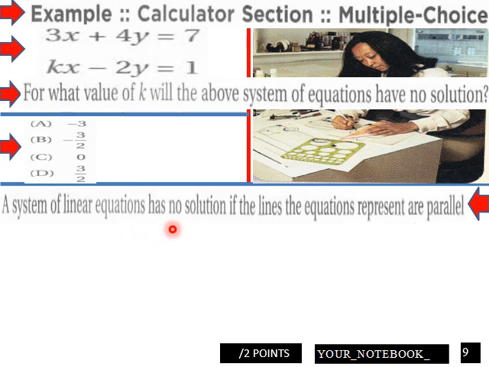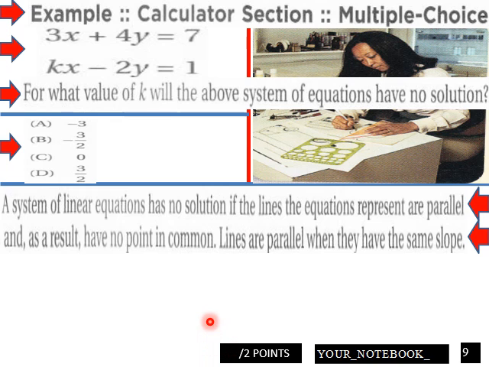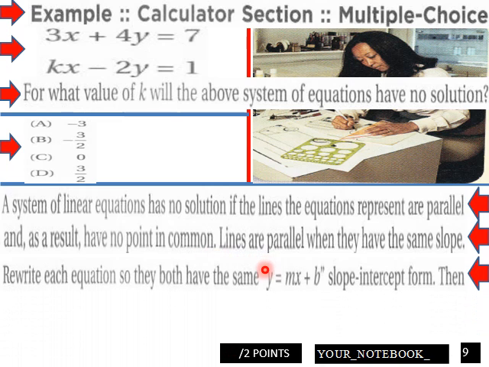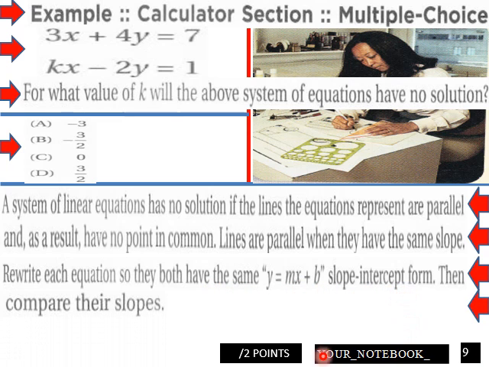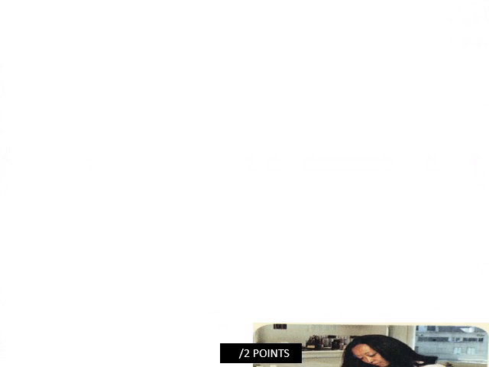For a system of linear equations to have no solution, the lines represented by the equations are parallel, so they have to have the same slope. Lines are parallel when they have the same slope. Rewrite each equation in the same y equals mx plus b slope-intercept form. Then compare slopes.